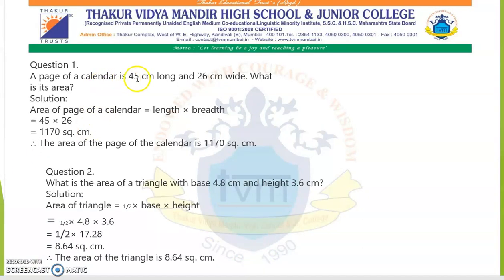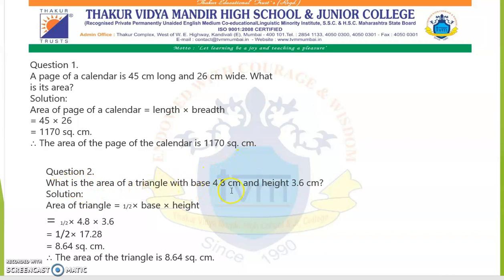A page of calendar is 45 centimeter long and 26 centimeter wide. What is its area? Area of the page of calendar is equal to length into breadth equal to 45 into 26 equal to 1170 square centimeter. Therefore, area of the page of the calendar is 1170 square centimeter. Next question.